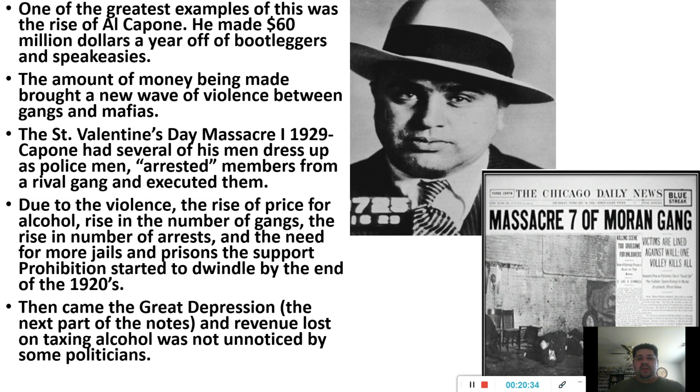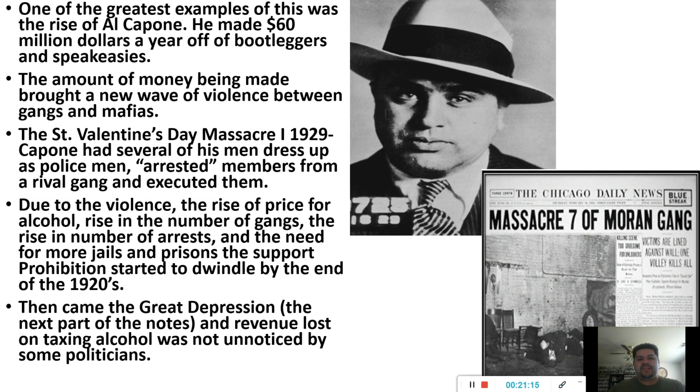Basically, he had some men dress up as police officers, pull these guys over, and "arrest" them, quote unquote, and told them to line up against the wall, and they shot them with the Tommy gun and massacred them. Okay, and there's a Chicago newspaper right there talking about the incident. Now, you would think this would be enough to make people say, oh, this is bad. No, some people still went out and drank, but now there are more problems coming up.